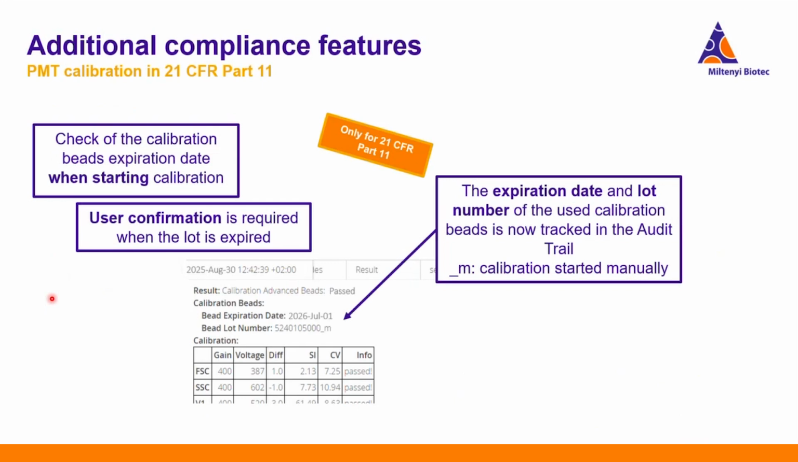Smaller additional compliance features. If you want to start a PMT calibration, it will check the expiration date of the beads. And if it's expired, the user has to specifically say, yes, I want to continue anyways. This is then also tracked, so the date and the lot of the beads are tracked. So you can see if you used expired beads. And then one small thing, which I think also applies to the research user: whenever you see a bead lot number with a little underscore M, this means that the calibration was started manually.